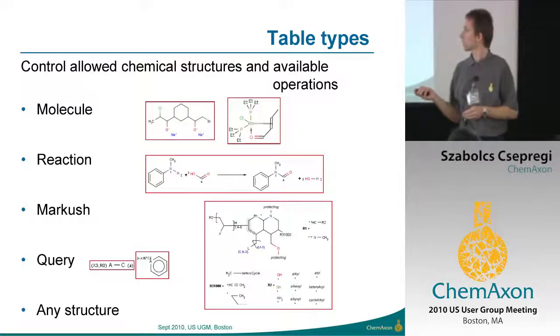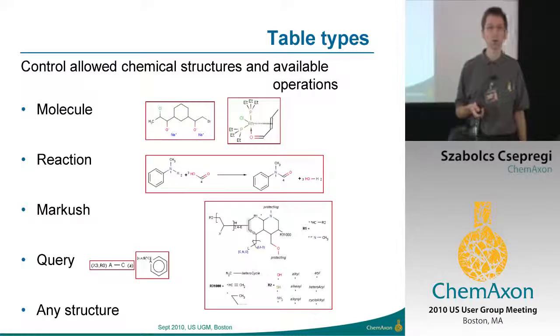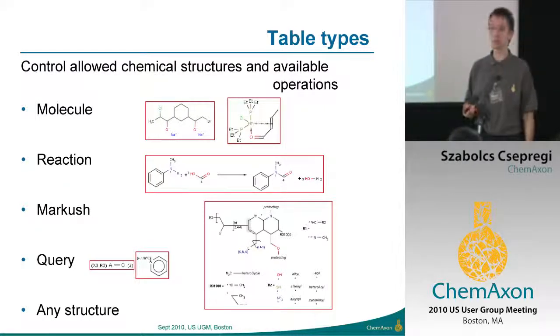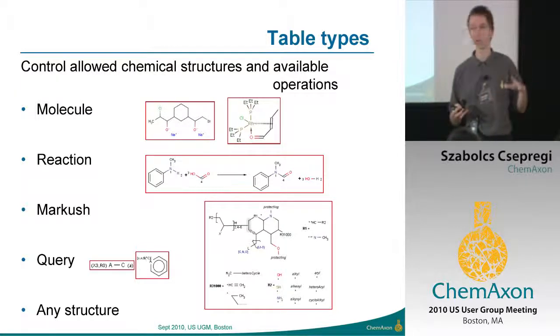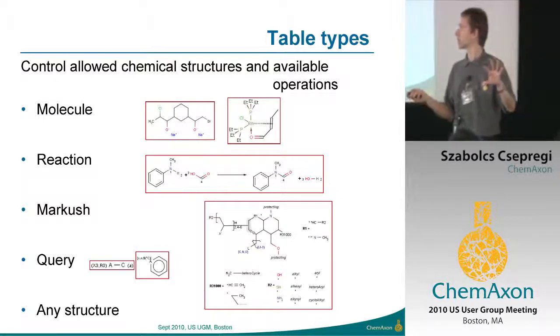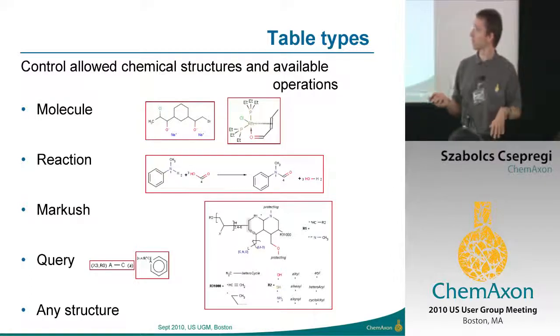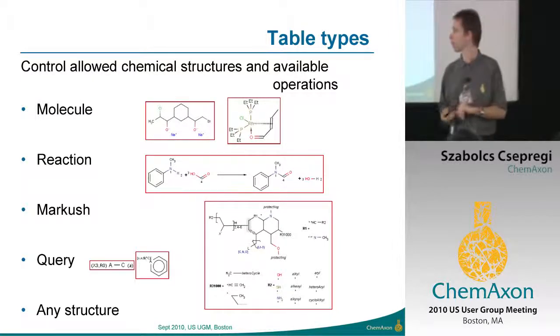The query tables are used to store query structures, and the main operation for a query table is superstructure search. So basically, the query for a query table is a specific compound, and in this case, we retrieve those queries in the database which are substructures of the specific compound.